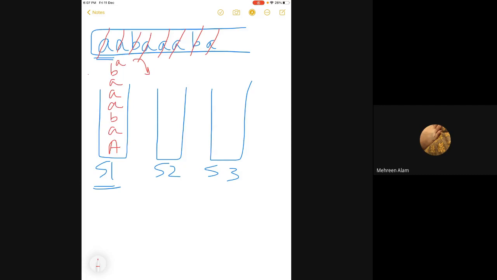Now what I do is when I go to stack number 2, whatever is at the top, right, I replace it by x and y, right? So मैं क्या करूँगी, this a is going to be replaced by x and the rest gets copied. So b a a b a and capital A, right?